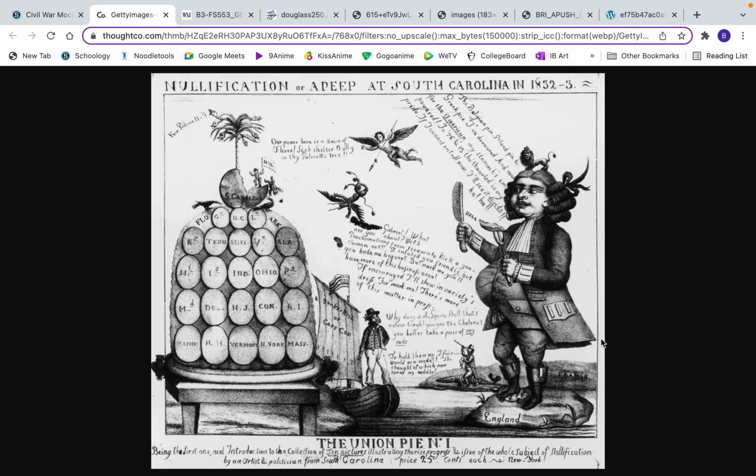Anyways, very briefly, let's look at this nullification cartoon. Basically, it's just kind of showing the greediness that they had seen. England is looking in, and the states are kind of falling apart, and South Carolina's up here just being themselves. So funny.